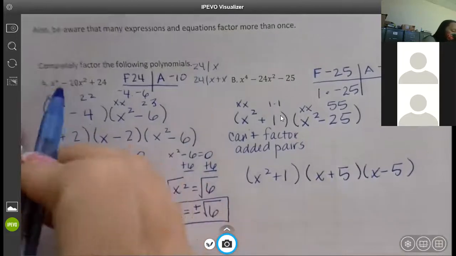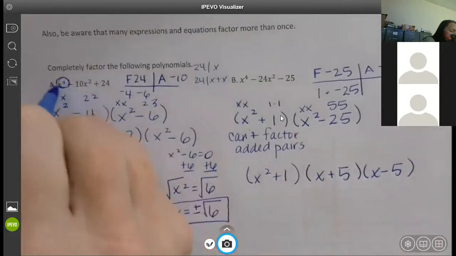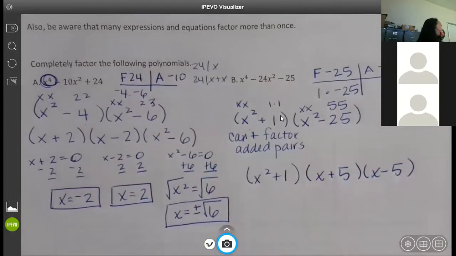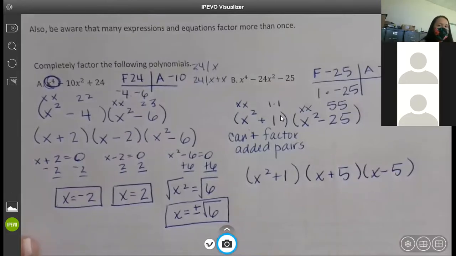Here's what I'm looking for. This highest power tells you how many answers you should have. I should have 4: 1, 2, a plus is 3, a minus is 4. Okay? So in the end, when you're solving, you should have the same amount.